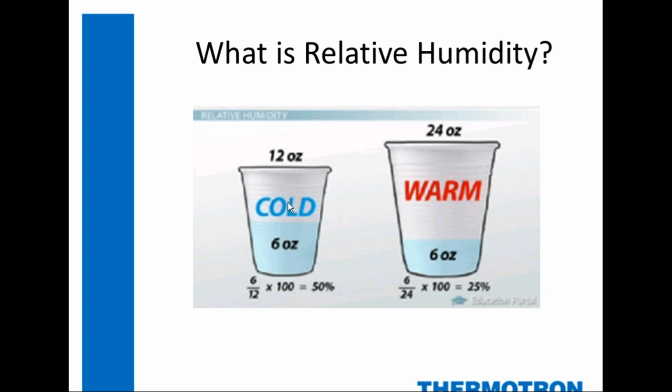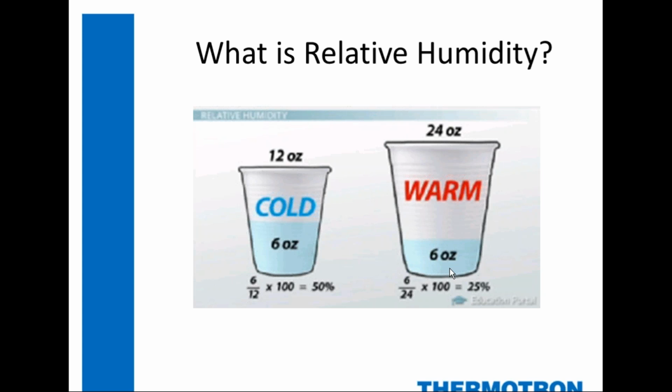As you warm air, it has a much higher capacity to hold moisture. So in this example, the air is a little warmer. You have the exact same amount of water, or absolute humidity, but since it can hold so much more, now it's only 25% full, or expressed as 25% humidity.